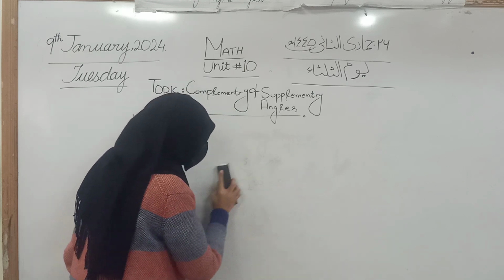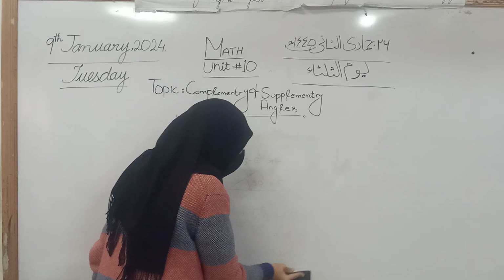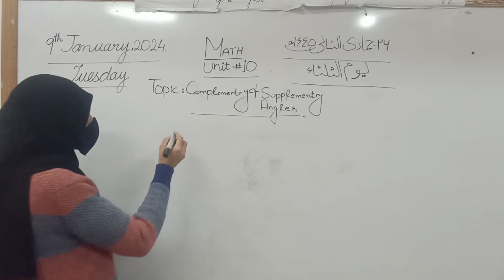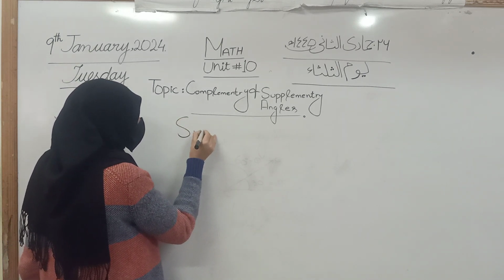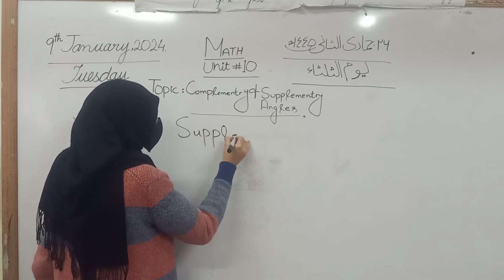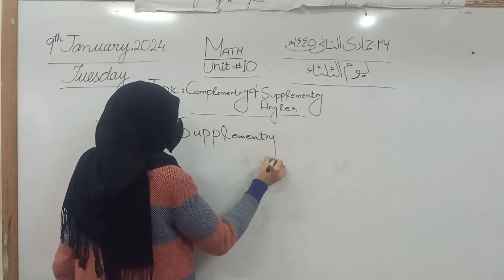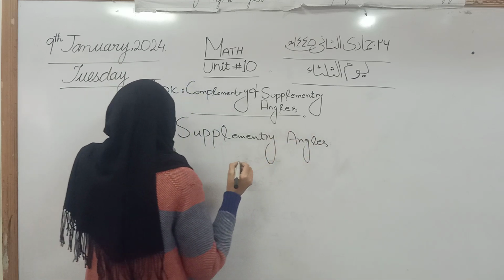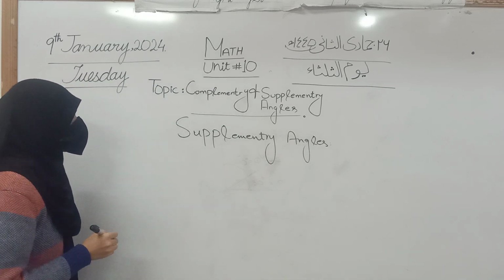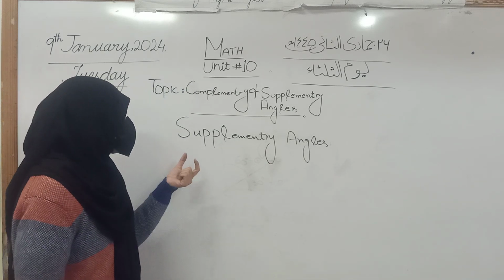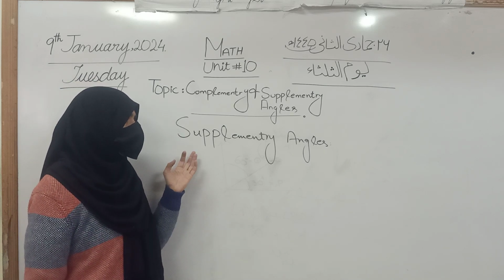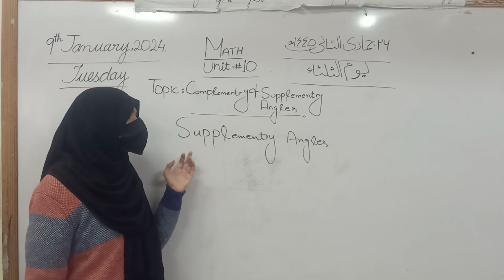Now, we will discuss the next thing that is related to supplementary angles. Two angles are known as supplementary angles if they add up to 180 degrees. Supplementary angles. Now, if we are discussing two angles and they add up to 180 degrees, then they will be known as supplementary angles.